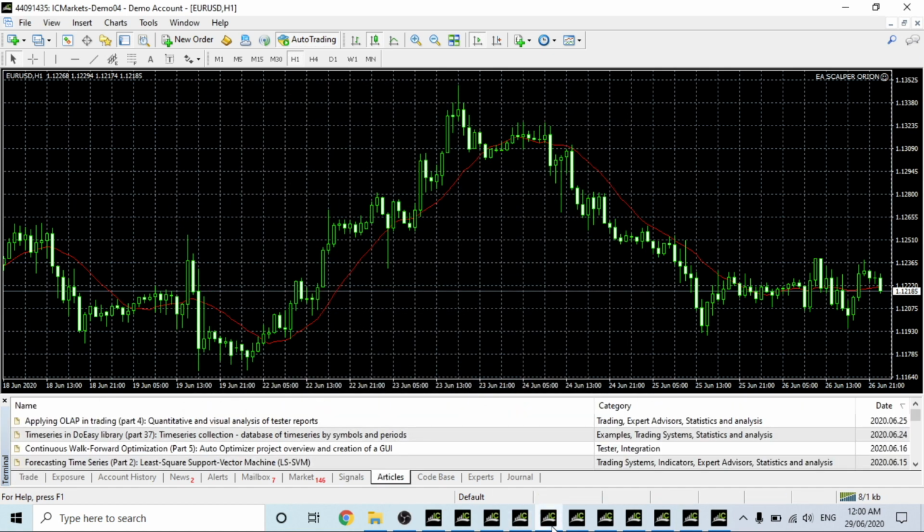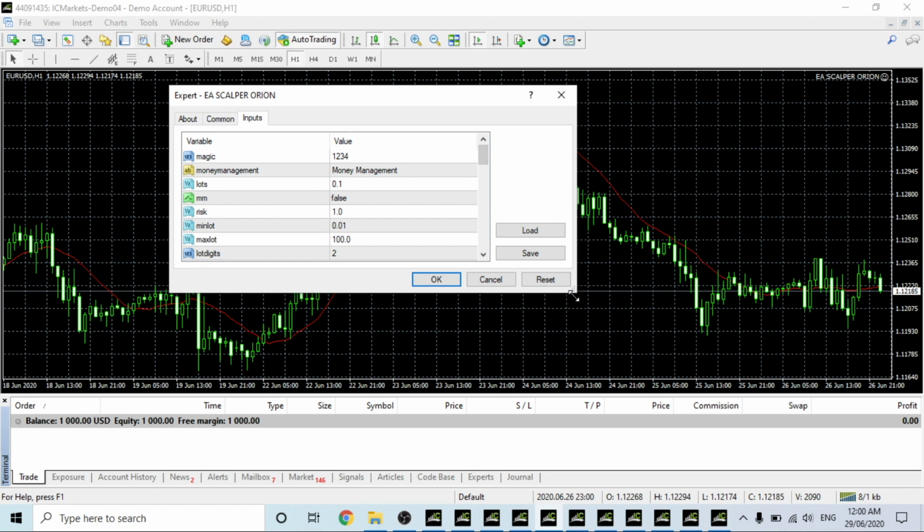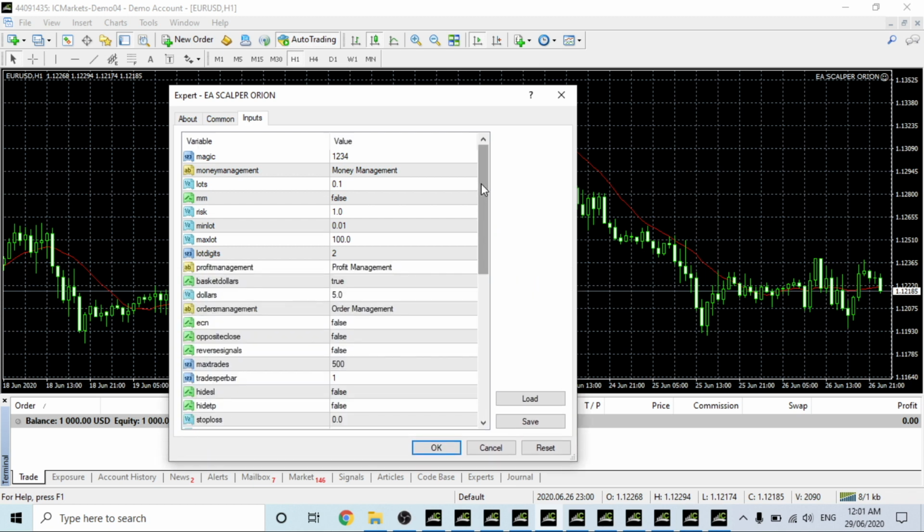Next, we have the EA Scalper Orion. And this is all default as well. I haven't changed anything here. The only thing I should change is that it is an ECN account. But other than that, everything is all default. Lots, I might have to change that. Even though min lot is 0.01, lots should probably be at 0.01 as well. I'll have a look and see what the first trade is in the morning. Or should I change it now? Yes. We'll just change it now. Everything else is all default.